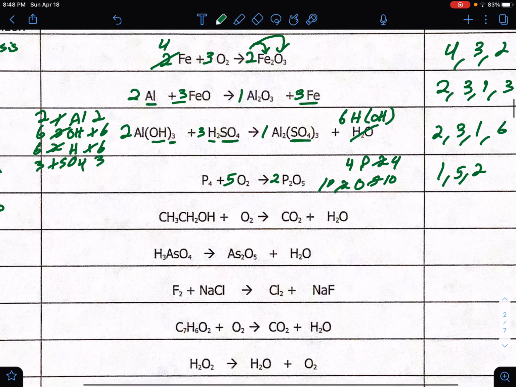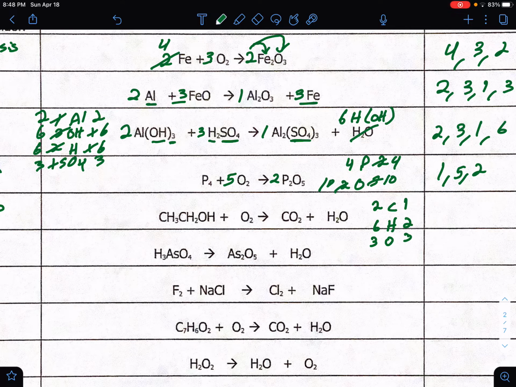So what I'm going to do over here: I have C, H, O. I do this the exact same way every single time. I'm going to count how many carbons I have on the left. I have only 2 carbons on the left. I have 6 hydrogens on the left. Okay, and I have 3 oxygens. On the right, I have 1, 2, 3.